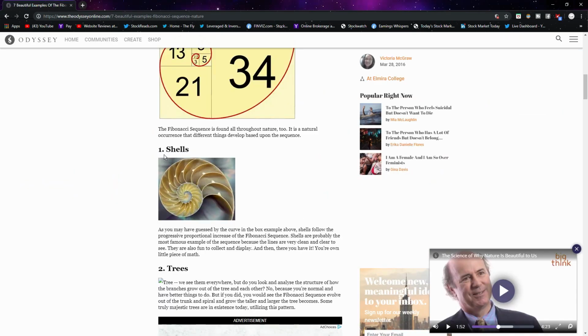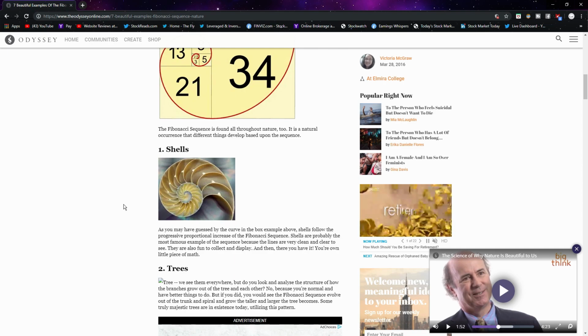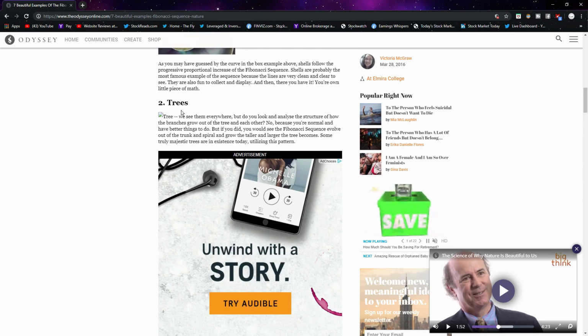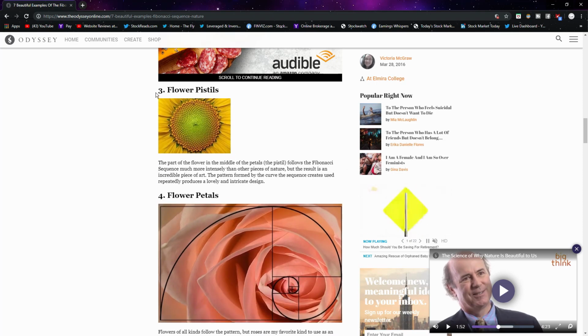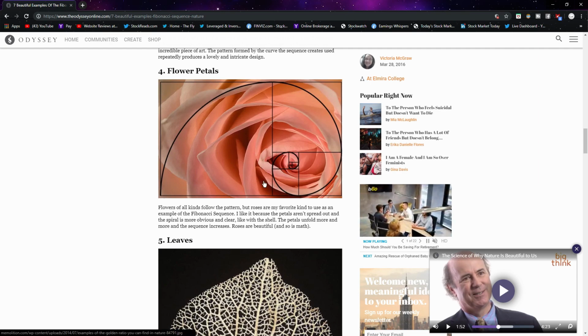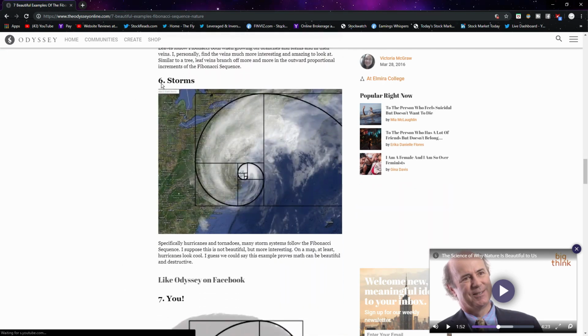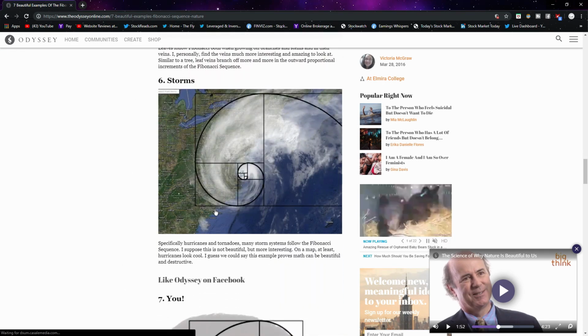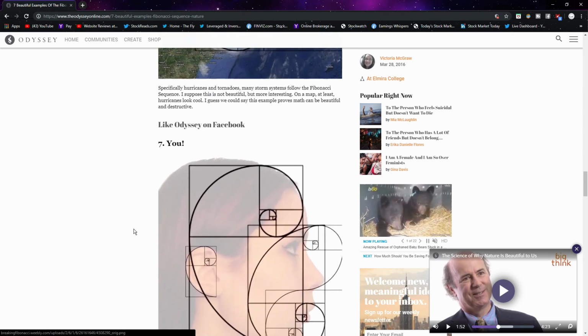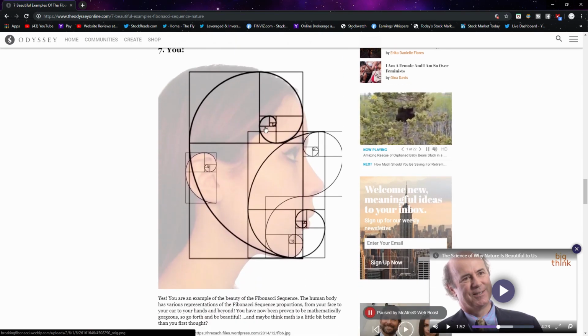Just to show you guys some examples of where Fibonacci is, one of them is shells, number 2, trees, 3, flower pistils, 4, flower petals, 5, leaves, 6, storms, hurricanes, and tornadoes, and 7, you. Your face measures out to Fibonacci ratios, your fingers, the length of your arms, your legs.